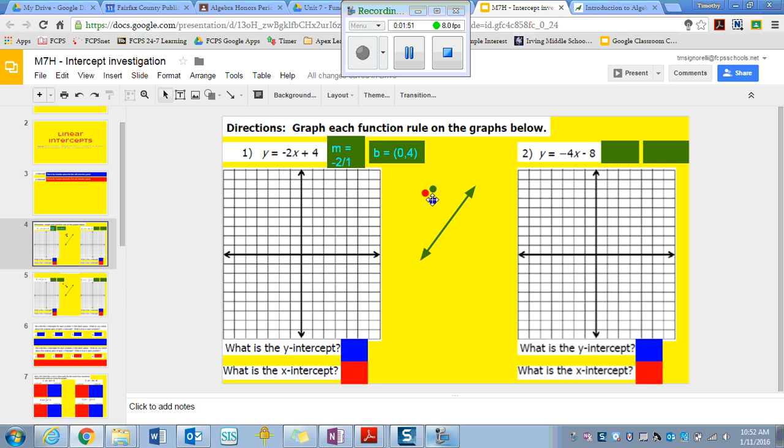Let's go ahead and graph. So our y-intercept, we have (0, 4). That gives us the point right there. And from that location, we're following the slope. It says to go down 2 and to the right 1. So down 2, to the right 1. And down 2, to the right 1. Let's go ahead and connect them in order to make our line.